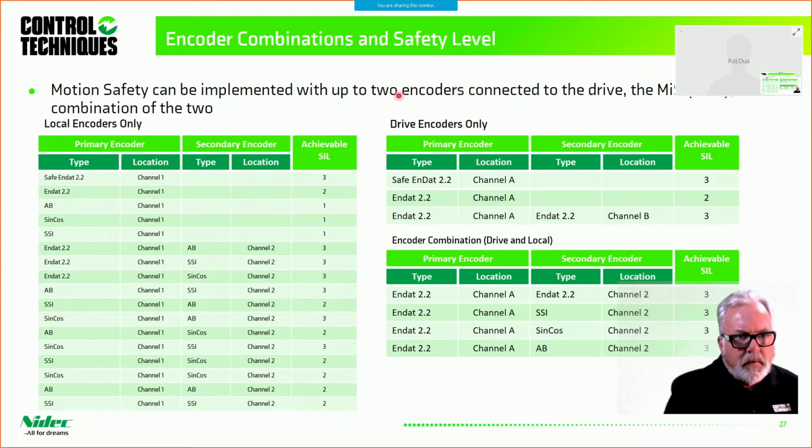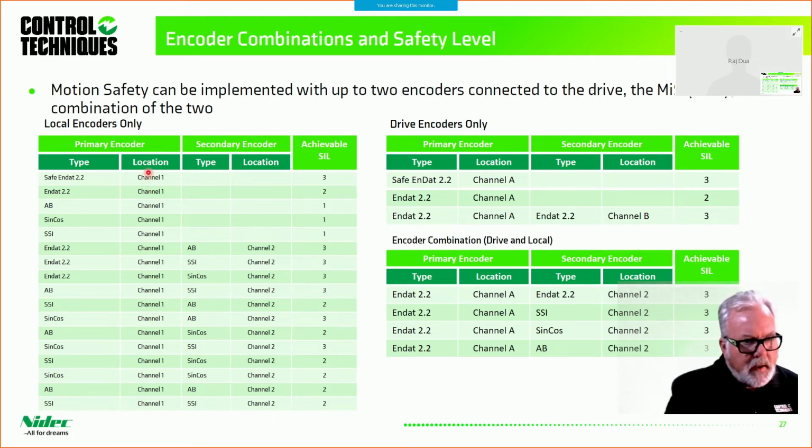Now, in terms of encoders, motion safety can be implemented with up to 2 encoders connected to the drive, right? Those of you who have used our products know that our high-density 15-pin connectors for our encoders can be configured as 2 separate channels with 2 separate encoders. But all that depends on the type of encoder that you're using. So here is a list of the primary encoders that we support.